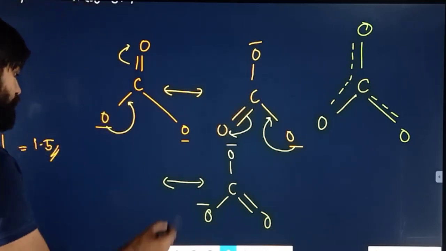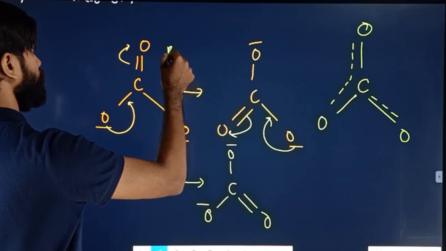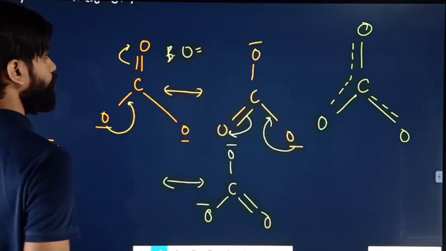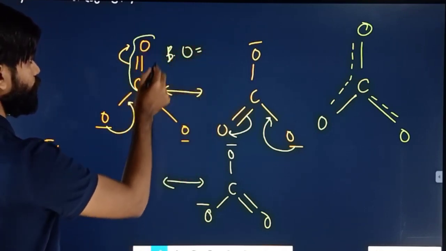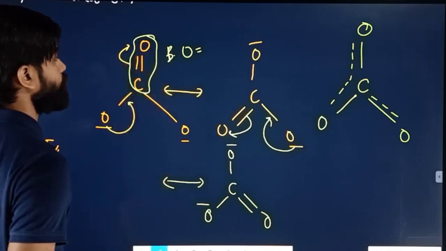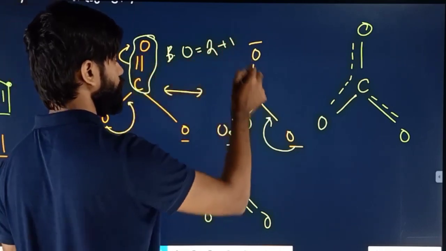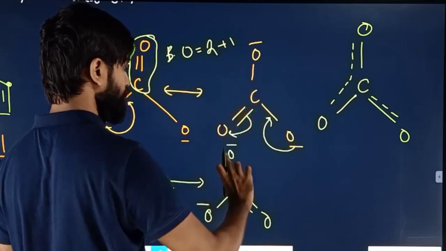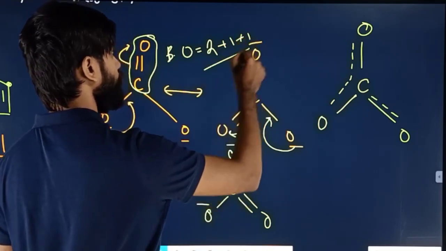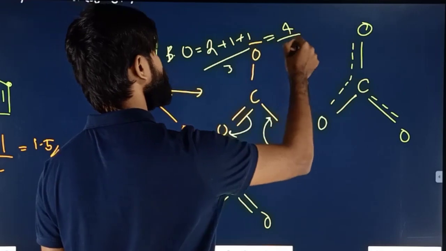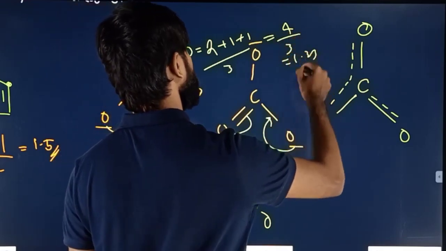Oh wait, and this is written for bond order, right? Bond order of the carbon oxygen bond. Here the number of bonds is 2. Here the number of bonds is 1. In this canonical structure, between the very same atoms, all divided by 3. So 4 by 3 is the bond order. 1.33 is the bond order.